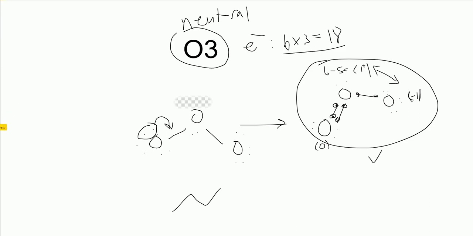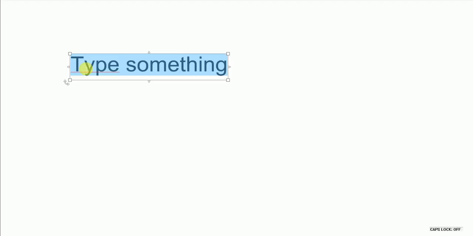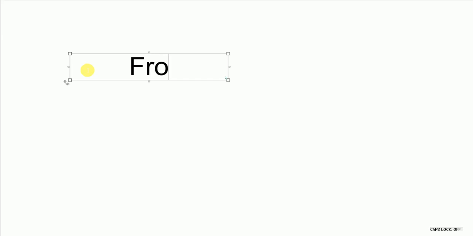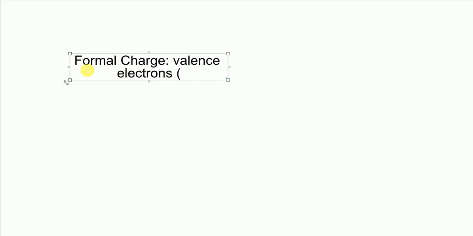Let's see. Next question, it says, how is formal charge calculated? So, formal charge. Formal charge is an easy calculation that we do to help us know what the charge of the atom is in a molecule. All it is, you take the valence electrons, and this is the column number for whatever column the atom is in, and then you subtract from it.